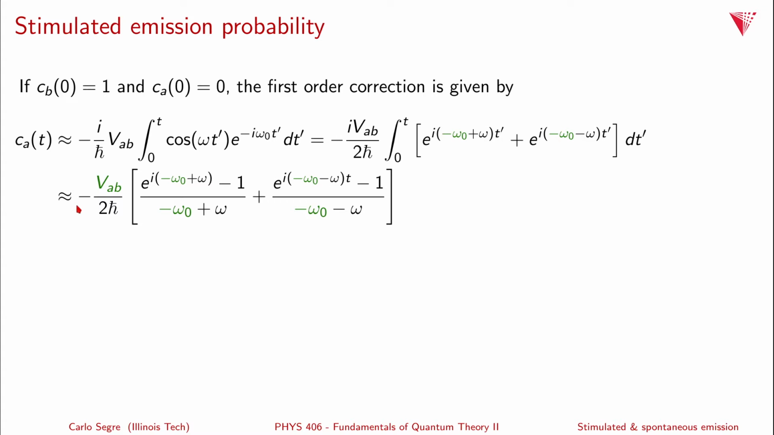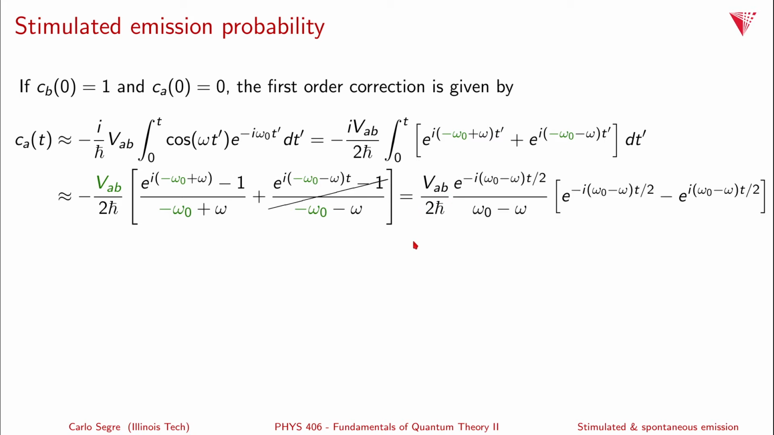When we do those two integrals, we get minus V_AB over 2 h bar, and then the quantity e to the i (minus omega 0 plus omega) t minus 1, over minus omega 0 plus omega, plus e to the i (minus omega 0 minus omega) t minus 1, over minus omega 0 minus omega. Now, when omega is close to omega 0, this second term is very small and this first term is large, so we can ignore the second term.